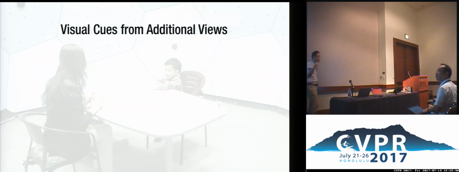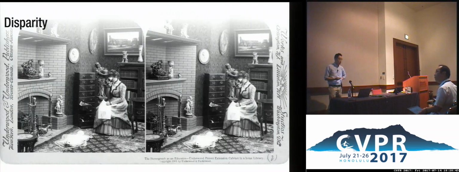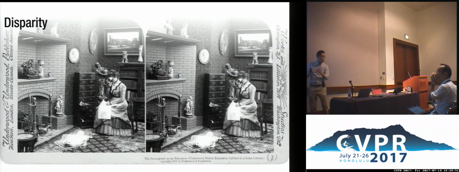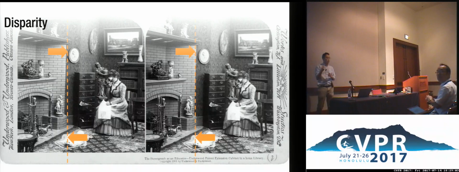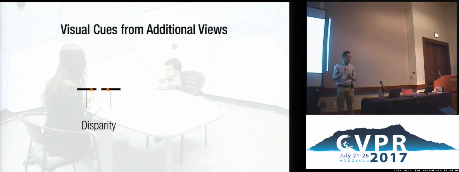So what are the visual cues provided by adding more views? Disparity is the first cue. Okay? Take a look at this stereoscopic image. If I draw a line on the nose of the cat, then this vertical line ends up at a different location here, because of different depths. This is a disparity, and this disparity induces a 3D sensation, which allows us to triangulate the point in three-dimensional space. Okay? Disparity is the first cue.